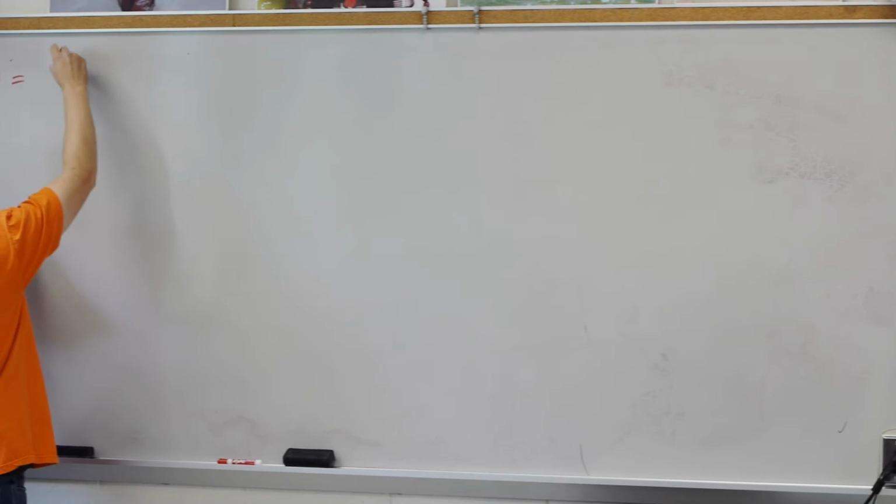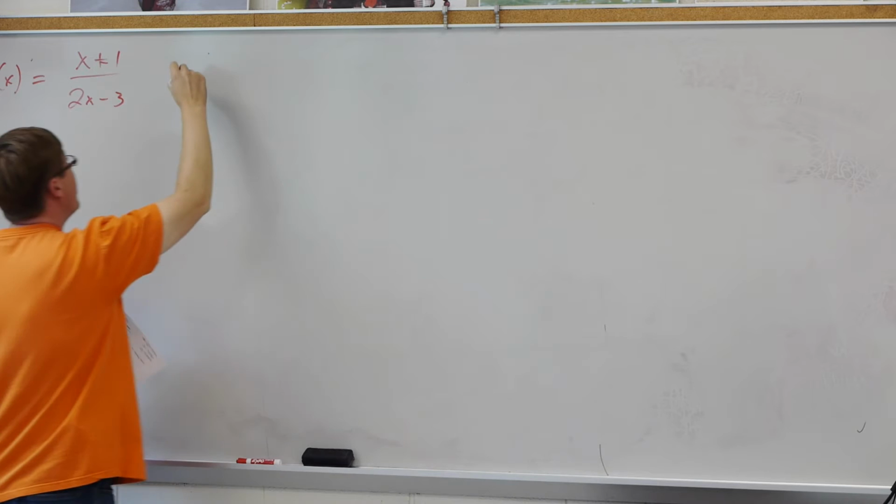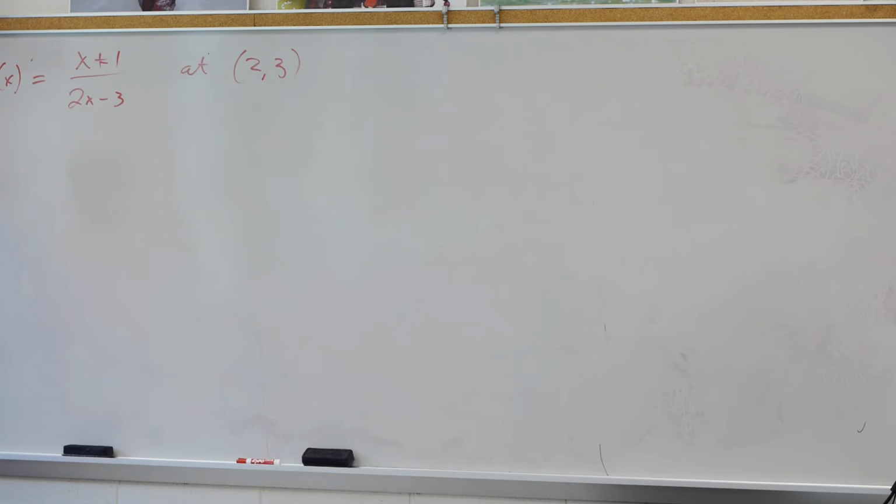So for the first type of problem, we're finding equations of tangent lines. And we just did this in the warm-up. We did it last class. So this is just more practice. And here's an equation, x plus 1 over 2x minus 3. And I want to find the tangent line at 2, 3.